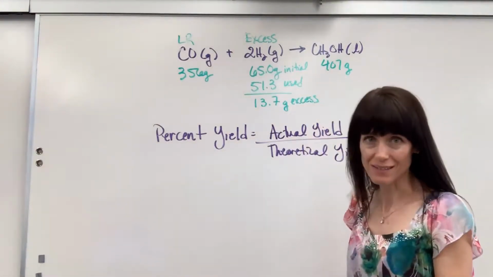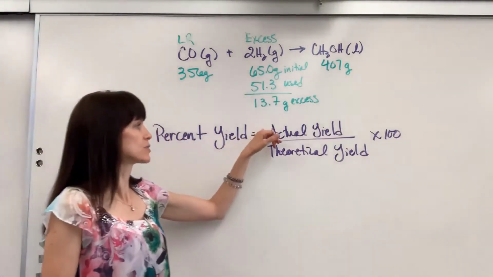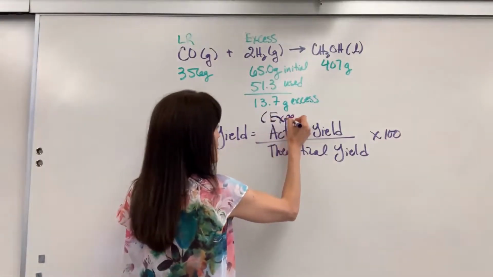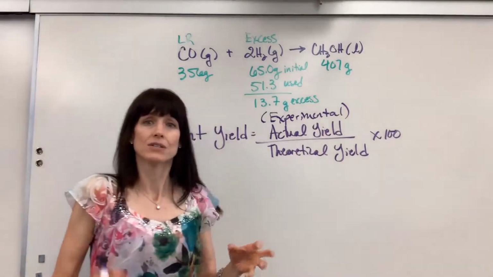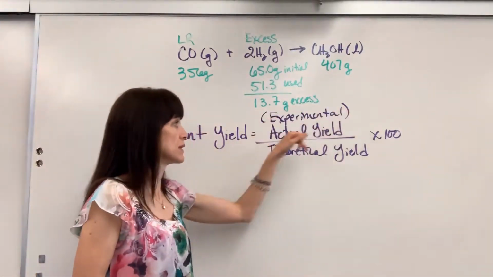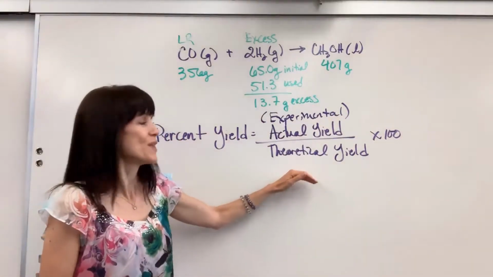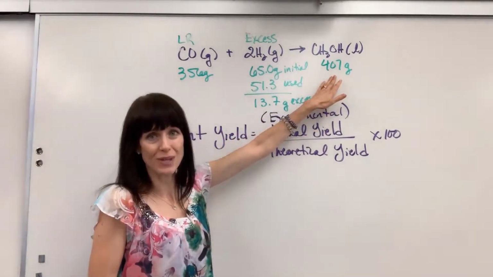What's the percent yield? So here's your formula for percent yield. Percent yield is the actual yield. Sometimes I will use the word experimental. That seems to help students. This is what you get in the lab. So we physically go into the lab and we do an experiment. So this is the amount that we get in the lab divided by the theoretical yield. The theoretical yield is what you get from the math, from the stoichiometry.